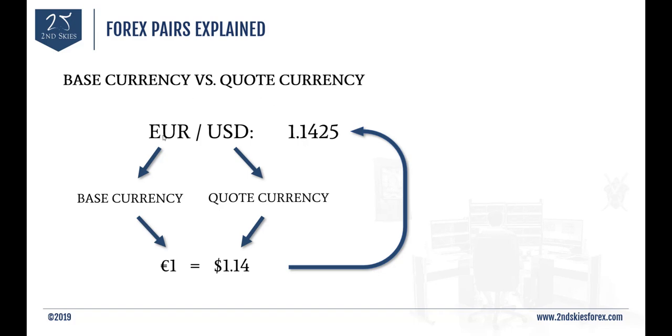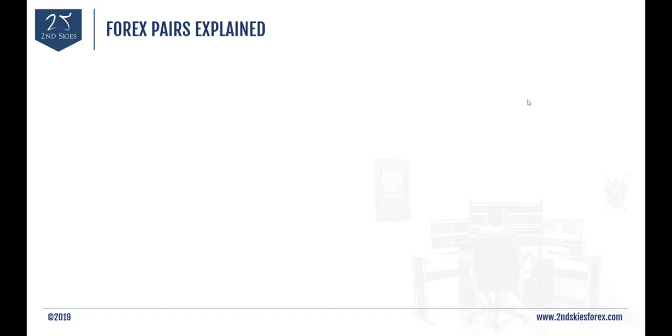The first currency is the base currency. The second one is the quote or the counter currency. And in terms of pricing, one of the base currency is equal to this price. So that's how you translate this.